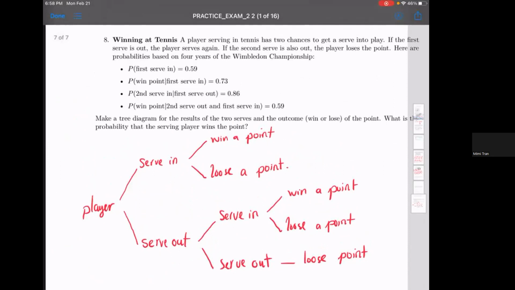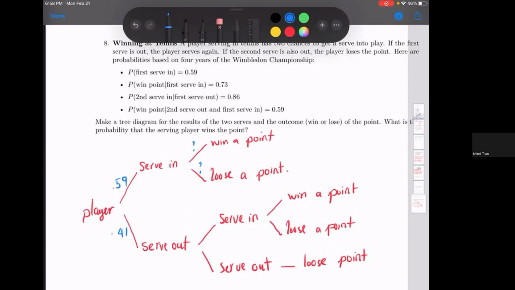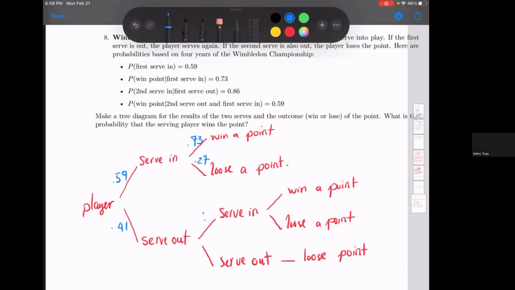What should I put in the first branch? The first two branches. And then, yeah, just add up to 1. And then next, win point given serve in is 0.73. So this one is 0.27, right? This one and this one.